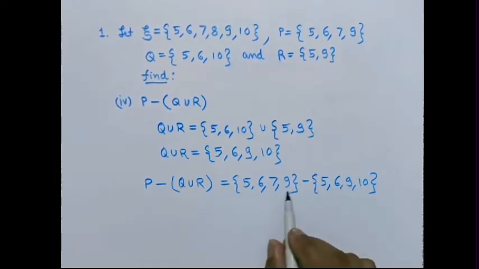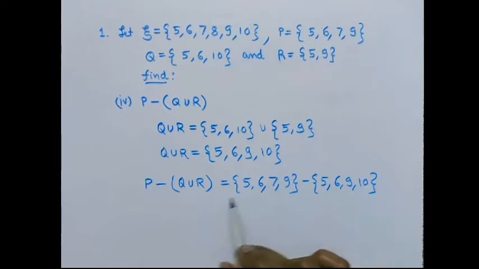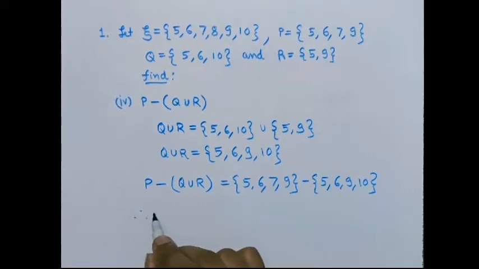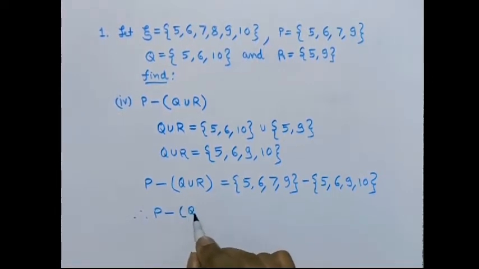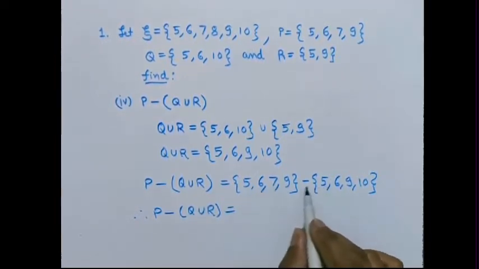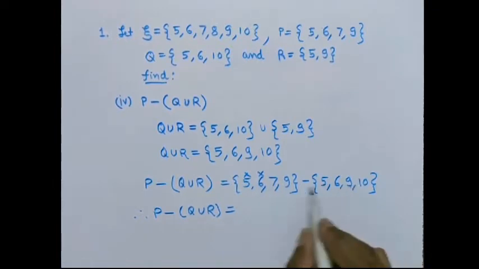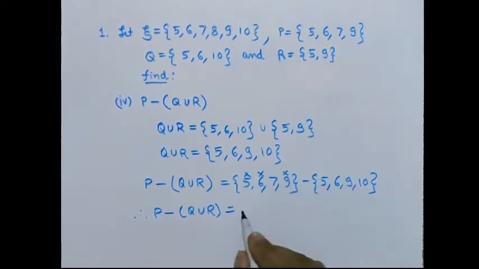Now when we find the difference, it means what? We'll just take the elements that are present only in the first set. But here in this case, the elements that are only present in set P. So therefore P minus Q union R will be equal to, let's see what is present only in P here. 5 is present, so we cannot take 5. 6 is also present there and 9 is also present there, so we cannot take them. Only 7 is not present, so this set will include one element, which is 7. Clear?